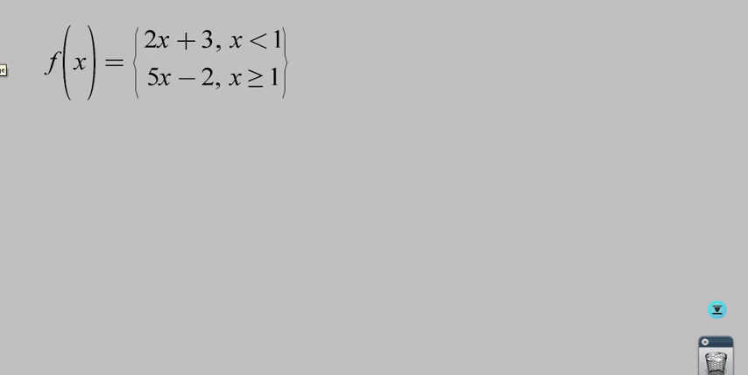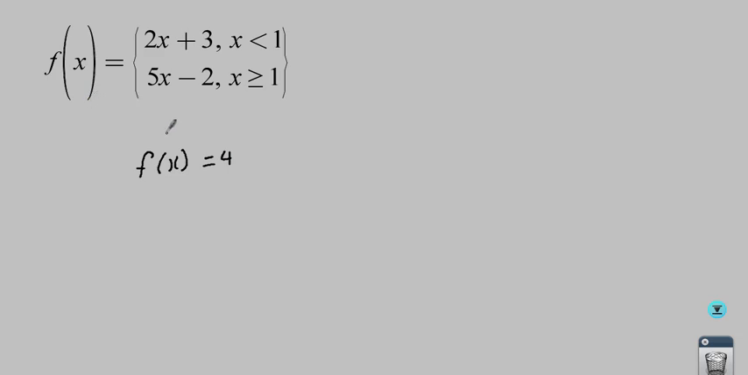How about looking at this curve? How about calculating f of x equals 4? We are now trying to solve algebraically. We're not finding the value of the function. We want to solve f of x equals 4.